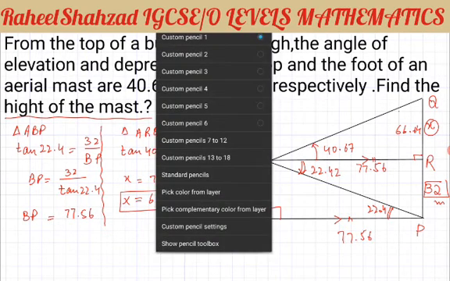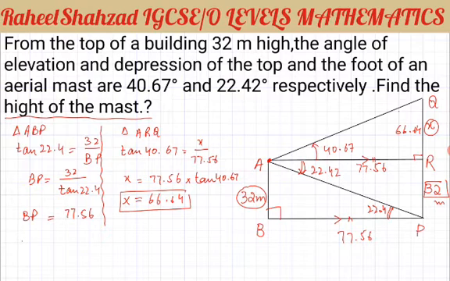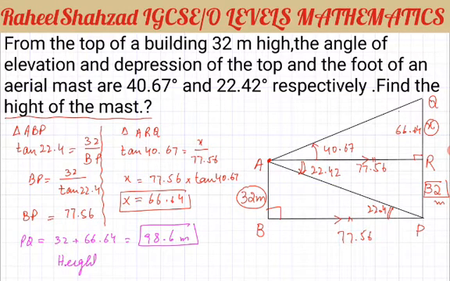Now for the length of PQ, that is the height of the tower, that is equal to 32 plus 66.64, right? That is going to be 98.6 meter. So that is the final height of this mast, okay? That is 98.6 meter.